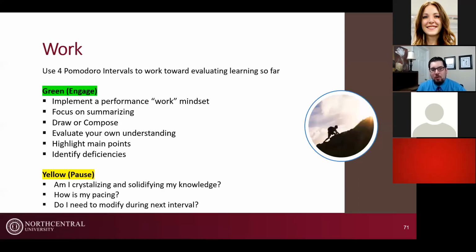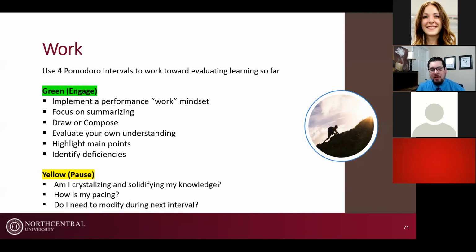During the work phase, use 4 Pomodoro intervals to work toward evaluating learning so far. This is when you switch to more of a performance mindset instead of a creative mindset. Remember that you've used about 4 hours so far, and that's what Pang suggested is the amount of creative energy we have during a day.